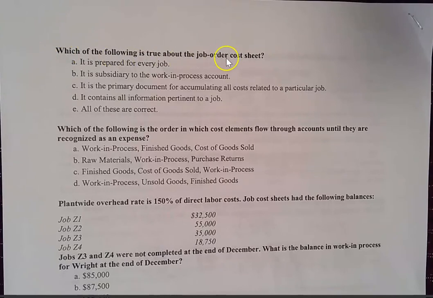Which of the following is true about the job order cost sheet? It's going to be prepared for every job. This is true in a job order costing system. It is a subsidiary of the work in process account. That is also true. It is the primary document for accumulating all costs related to a particular job. That is true. And in fact, it does contain all information pertinent to that job.